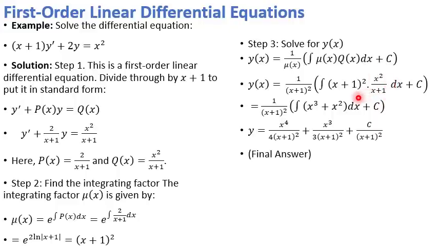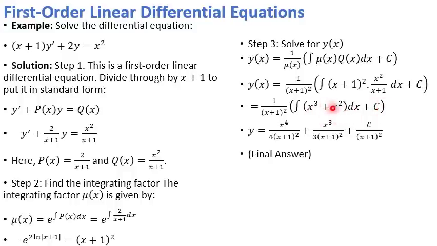So x plus 1 cancels one of the x plus 1 here, and what we are left with is x plus 1 times x raised to power 2. So x raised to power 2 times x gives us x raised to power 3, plus 1 times x raised to power 2 gives us x raised to power 2, dx plus c. So integrating x raised to power 3 and x raised to power 2 simply gives us x raised to power 4 all over 4 plus x raised to power 3 all over 3. So multiplying that, of course, plus c.